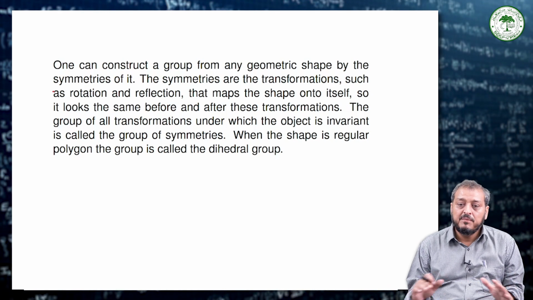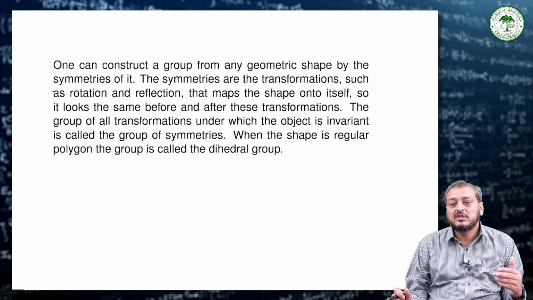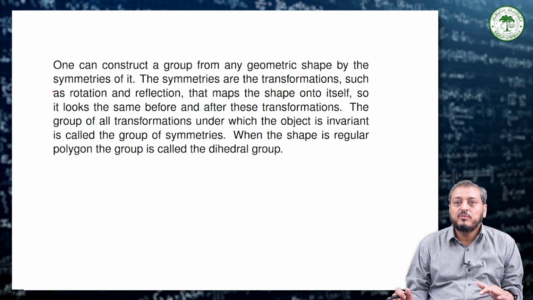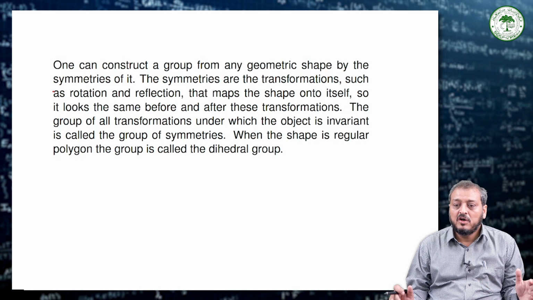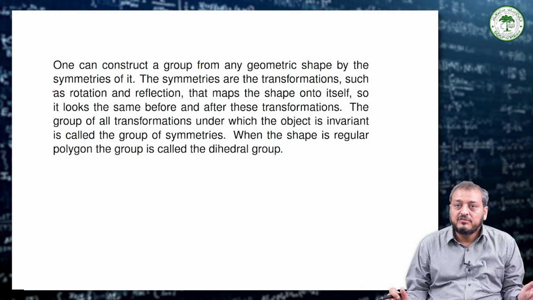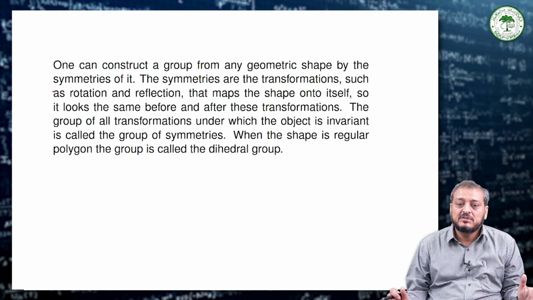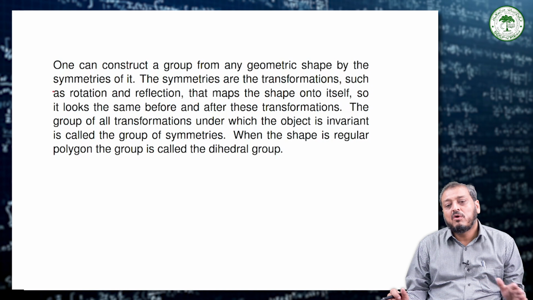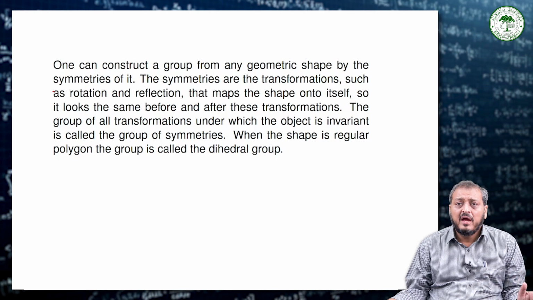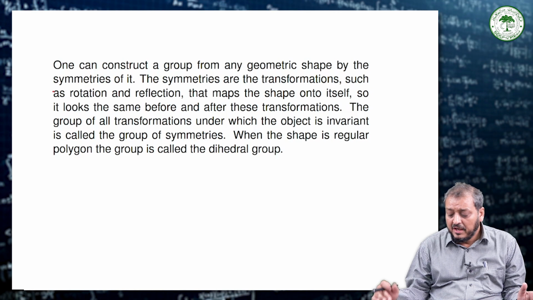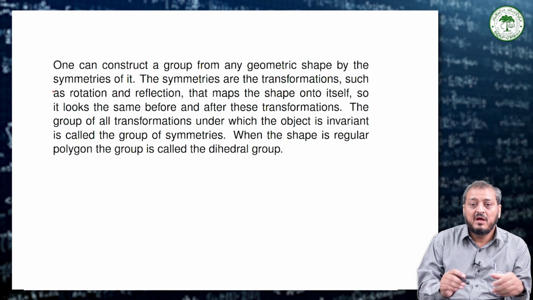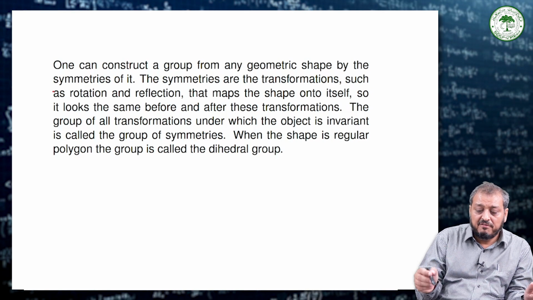So it looks the same before and after these transformations. The group of all the transformations under which the object is invariant is called the group of symmetries. When the shape is a regular polygon, the group is called the dihedral group. In a very simple way, we have some rotations and reflections.